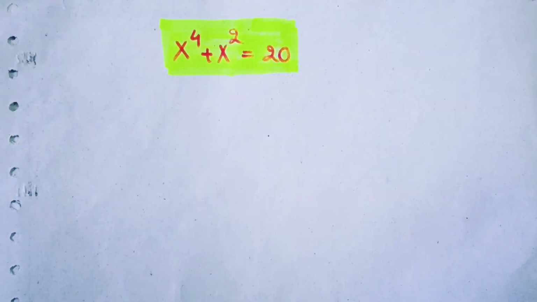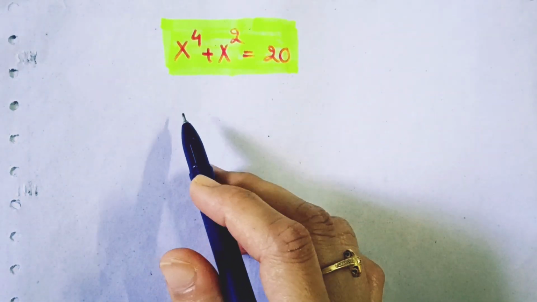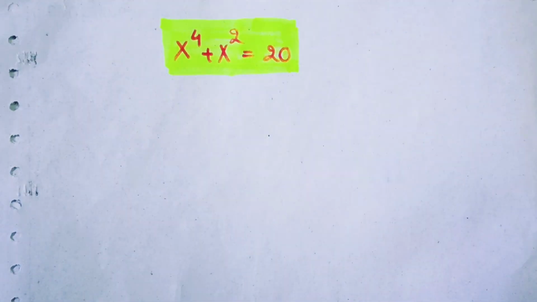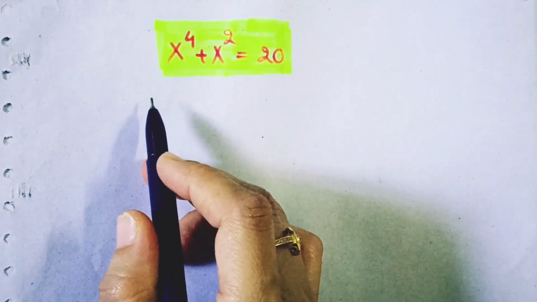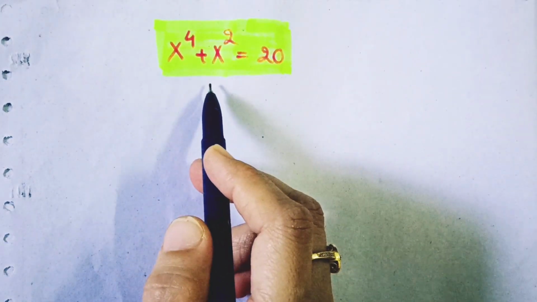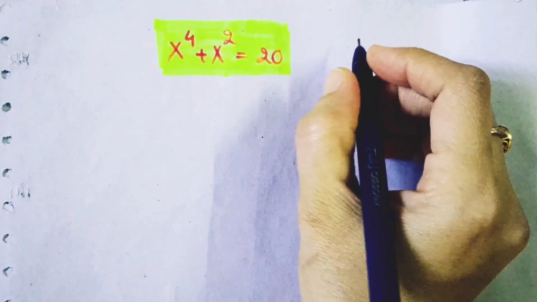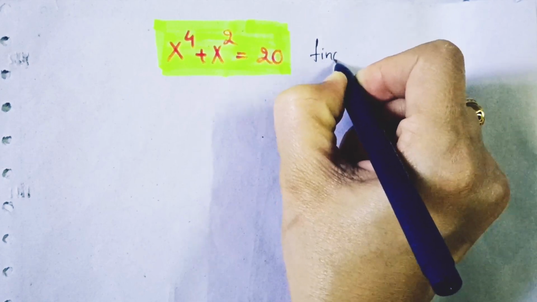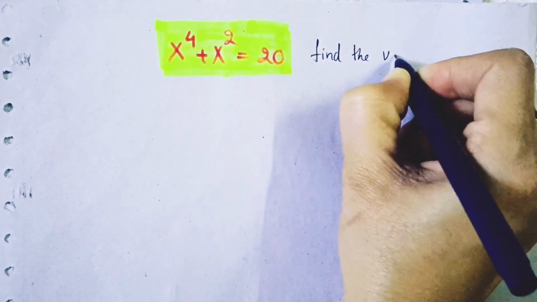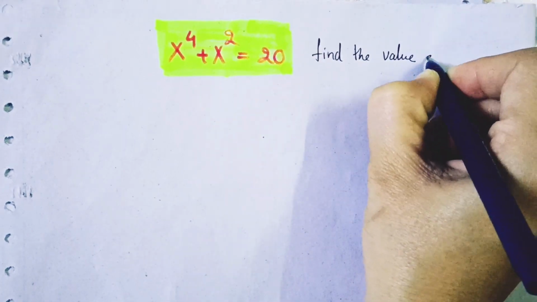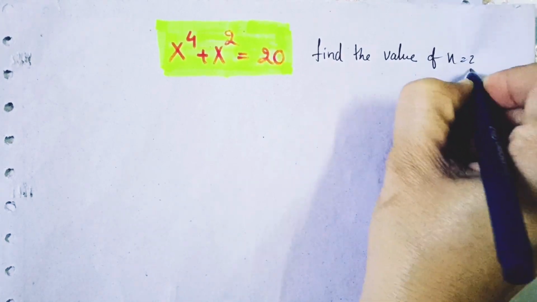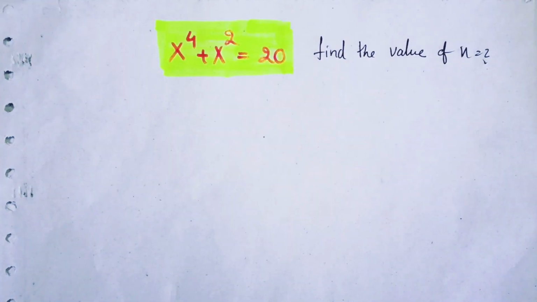Hey guys, good morning. Today in this class we are going to solve this nice algebra Olympiad question. Our question is x power 4 plus x square equal to 20, and we need to find out the value of x.